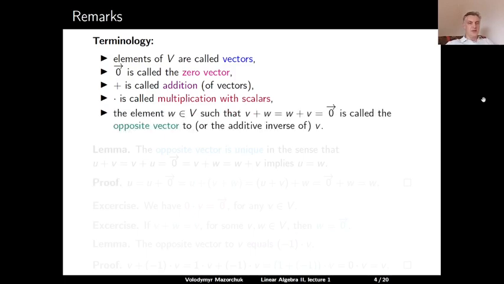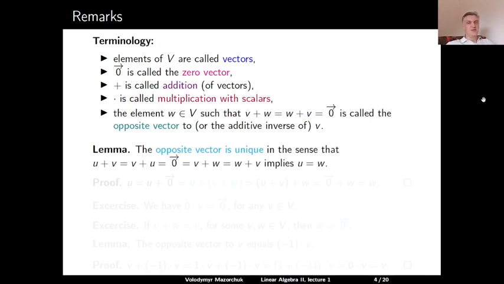The element w in V, such that v plus w is equal to w plus v is equal to the zero vector, is called the opposite vector to v, or sometimes the additive inverse of v. So here is our first lemma. The opposite vector is unique in the sense that if we have an element v in V and 2 opposite vectors u and w, in the sense that u plus v is equal to v plus u is equal to the zero vector, but also v plus w is equal to w plus v is equal to the zero vector. Then u is equal to w.